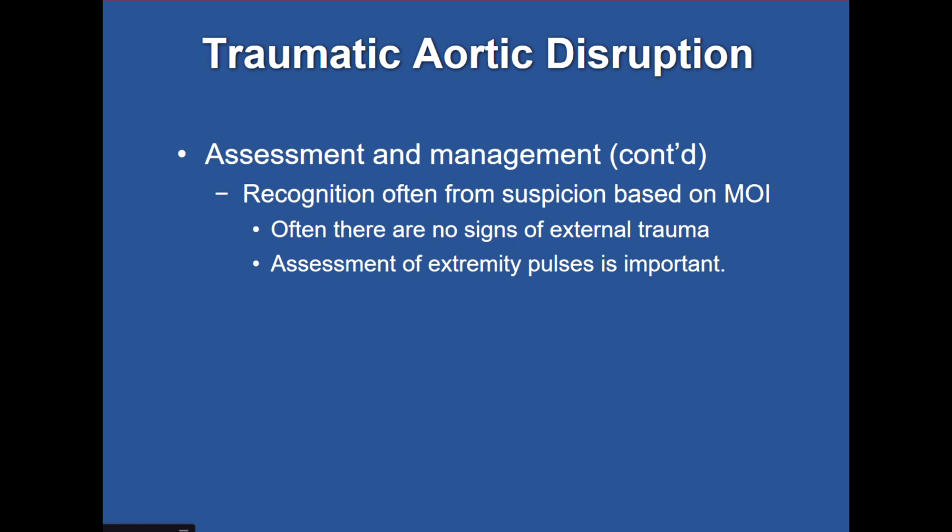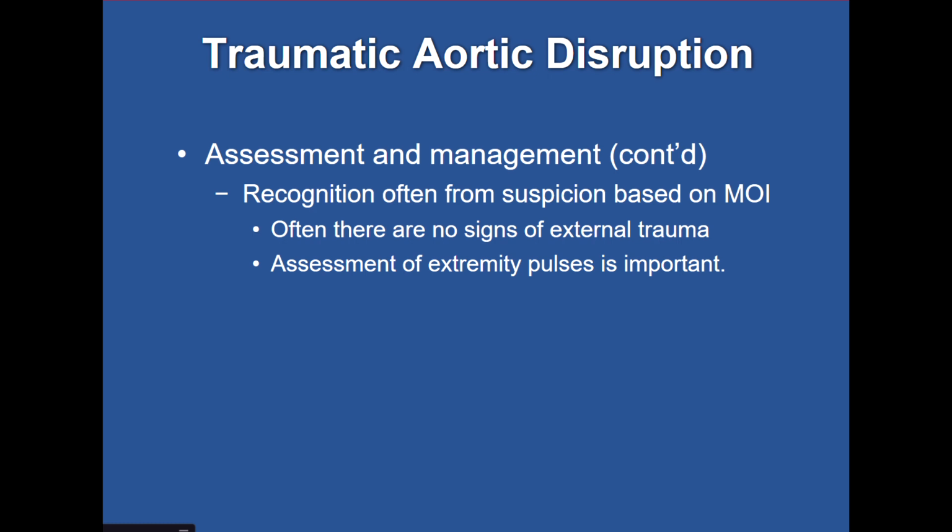Because this is typically from a deceleration injury, there may not be any signs of external trauma, but you'll know from the mechanism of injury and how they're presenting that they're shocky, and there's a good chance that you had some sort of aortic disruption. Definitely important to check the extremities, because depending on where the tear is, you might have pulses present in the right arm but not in the left arm, or in the right and left arms but not in the legs, like I mentioned.